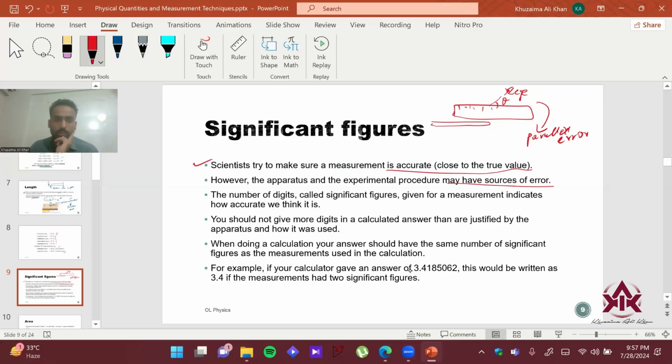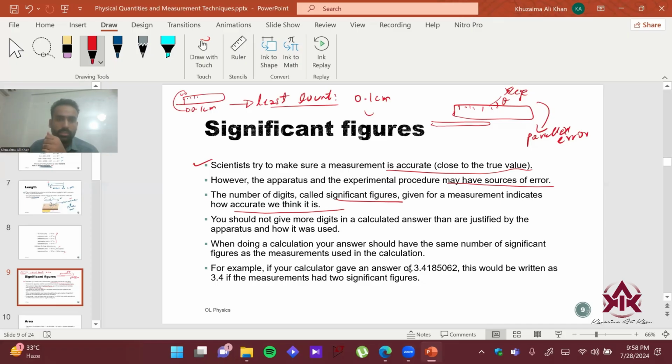The number of digits, called significant figures, given for a measurement indicates how accurate we think it is. So what is the least count? If you see your meter scale, the smallest reading it can measure is 0.1 centimeter. So the smallest division in your scale is 0.1 centimeter. The least count of a half meter rule is 0.1 centimeter, so its accuracy is 0.1 centimeter.